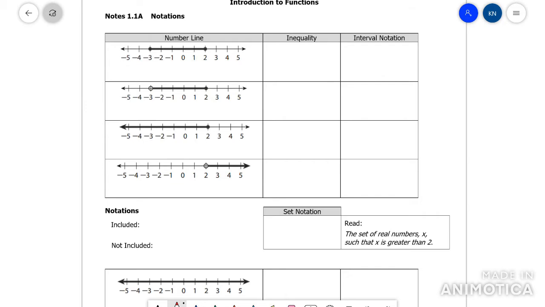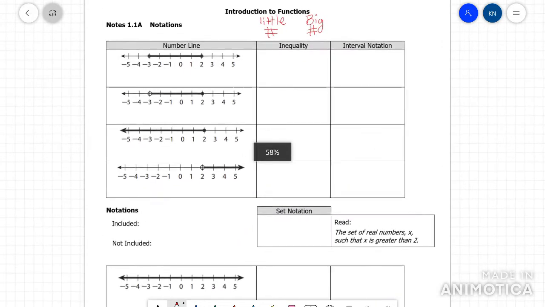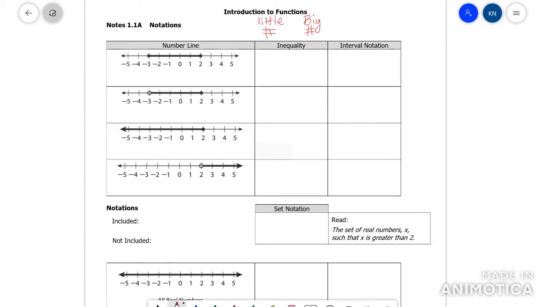The first one, and by the way, when you write an inequality or interval notation, your little number goes on the left. And your big number goes on the right. All right, so let's see a couple examples. This first one, my little number on the left is -3. My number on the right, the bigger number, is 2.